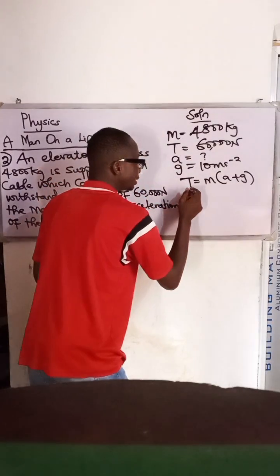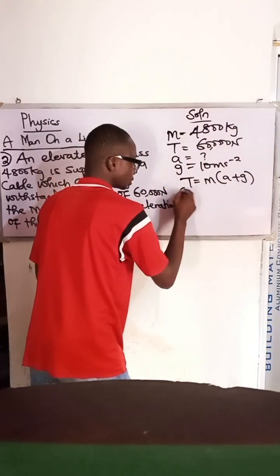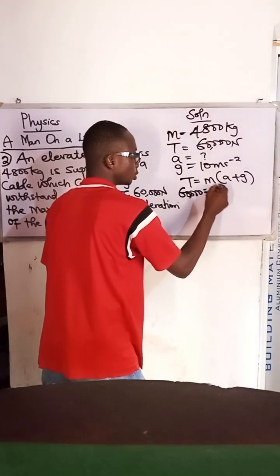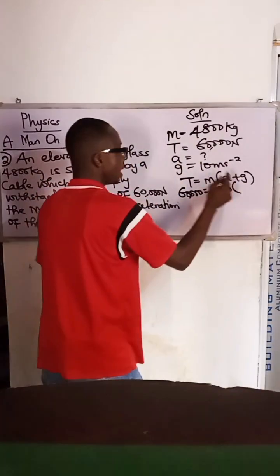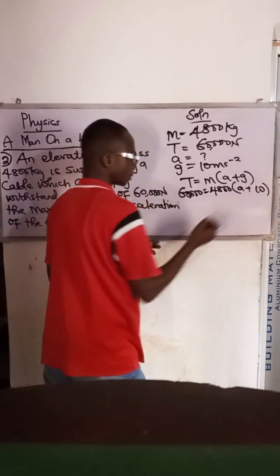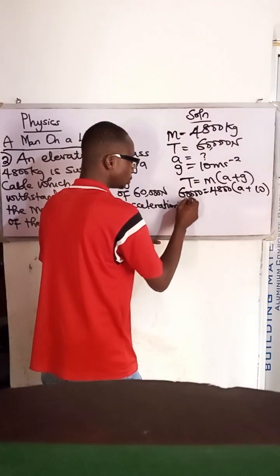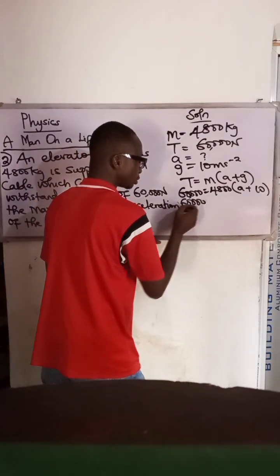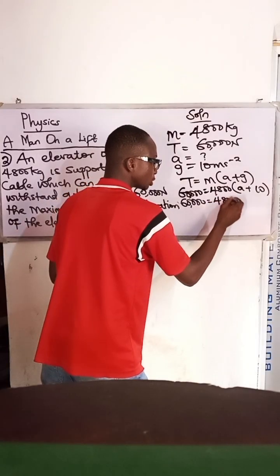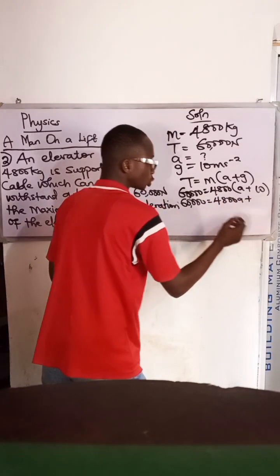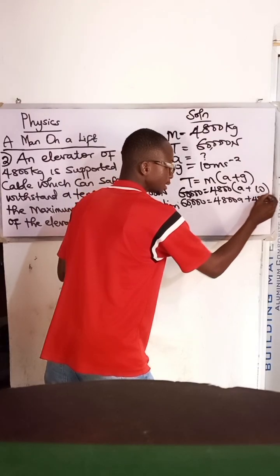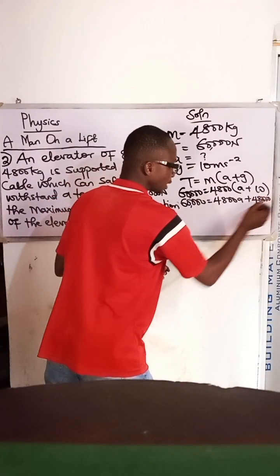Now, T is 60,000, which is equal to m, which is 4,800, times a, which is what we are asked to calculate, plus g, which is 10. We have 60,000 equals 4,800 a plus 4,800 times 10, which is 48,000.